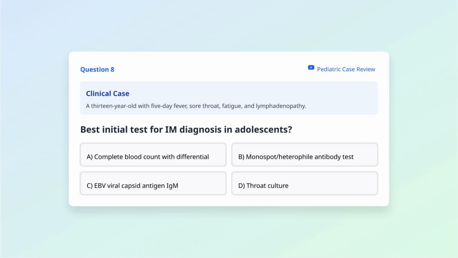A 13-year-old presents with a 5-day history of fever, sore throat, fatigue, and lymphadenopathy. What is the best initial test for infectious mononucleosis diagnosis in adolescents? Is it A, complete blood count with differential, B, monospot/heterophile antibody test, C, Epstein-Barr virus viral capsid antigen IgM, or D, throat culture? Consider the most appropriate first-line diagnostic approach for this common clinical scenario.